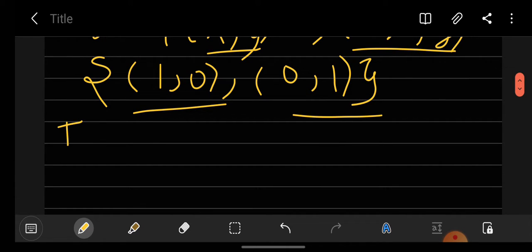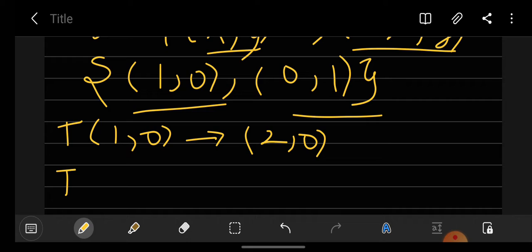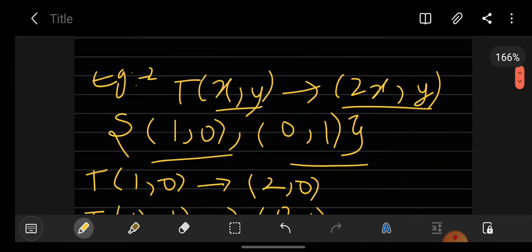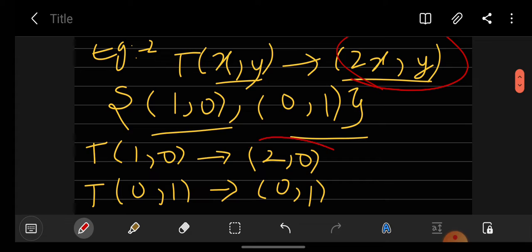So T(1, 0), you put this value in the above, and what you get is (2, 0). And if you put the value (0, 1), what you get is (0, 1), from the above equation. So you put this value, you get this value. This is how we solve this type of question.